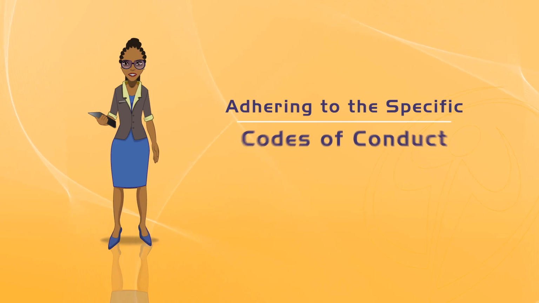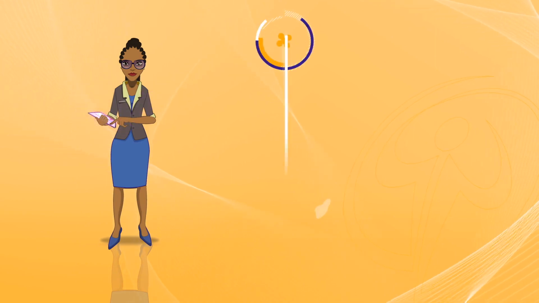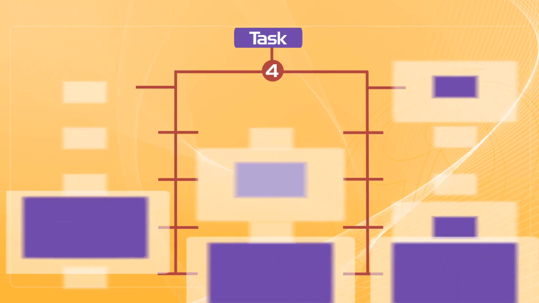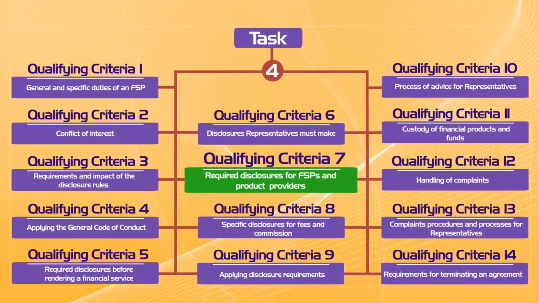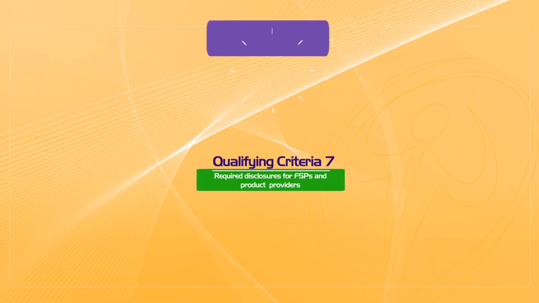Task 4 talks about adhering to the specific codes of conduct. Task 4 has 14 qualifying criteria. Let's look at Task 4, Qualifying Criteria 7.